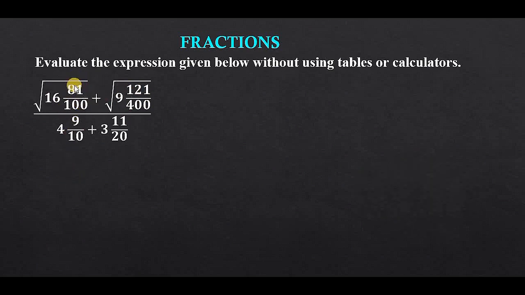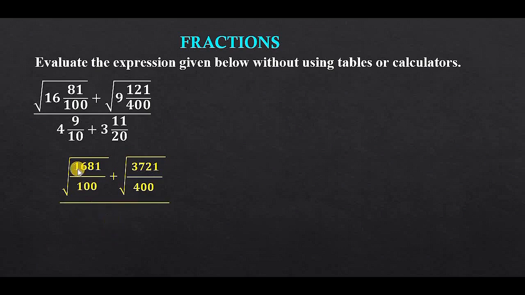Now for this part here, under the root sign, 16 and 81 over 100 becomes 1681 over 100, and then we have the root sign. Then for the next part we have plus 9 and 121 over 400. So this is 3600 plus 121. That should give us 3721 all over 400. And then that too is under root sign.